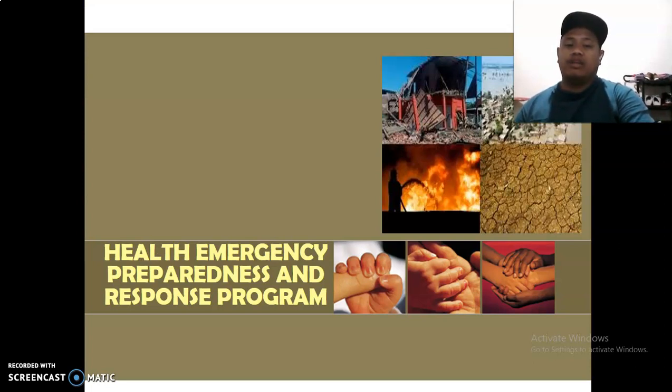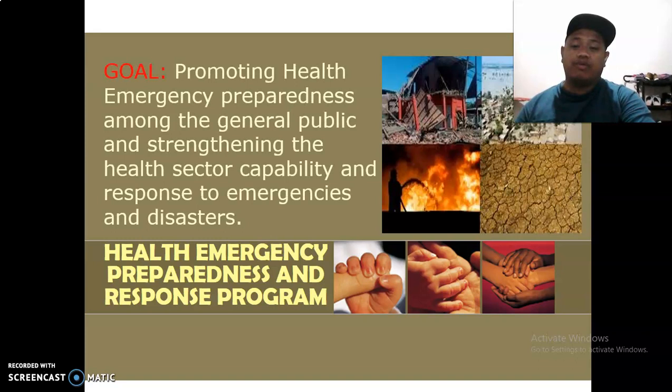Another program that's very important dahil maraming disaster ngayon is the Health Emergency Preparedness and Response Program. So the Health Emergency Response Program promotes emergency preparedness among the general public and strengthens the health sector capability and response to emergencies and disasters.